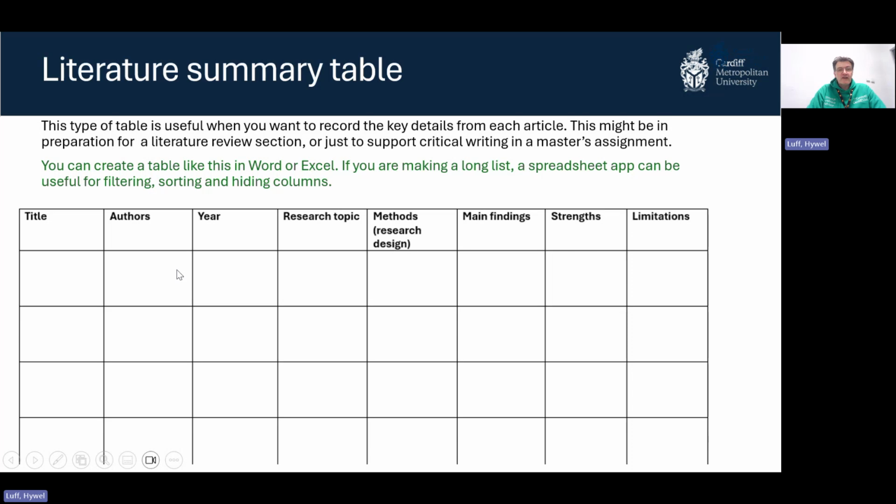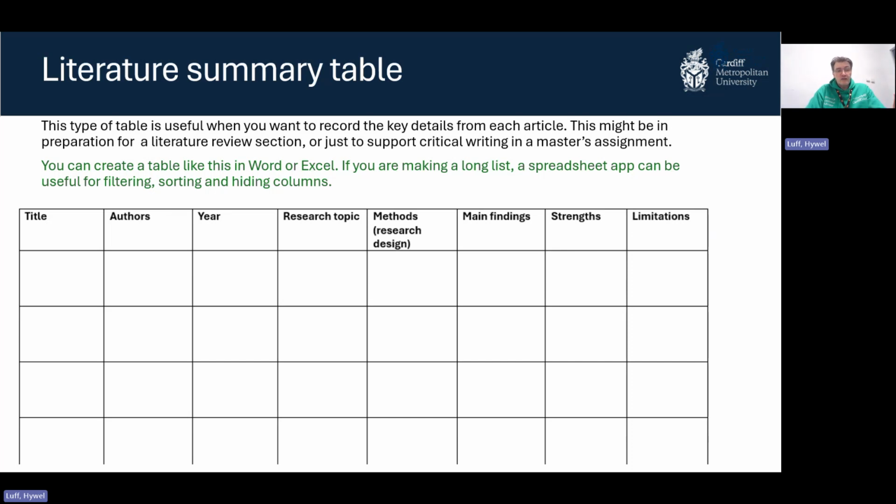Okay. So here's an example of this, a literature table. Here, each one of these rows would be a different article, and you've got the information in these boxes as you go along. It's quite handy to have this in a spreadsheet rather than in Word. So if you're going to do this, it's quite handy to put it into Excel so you can start doing things like searching and ordering things. You can, for instance, sort by year.